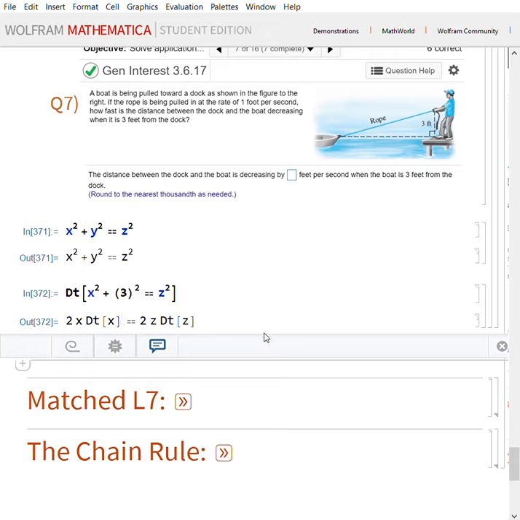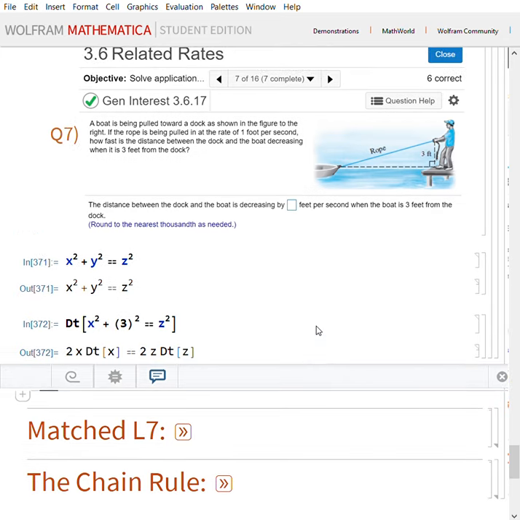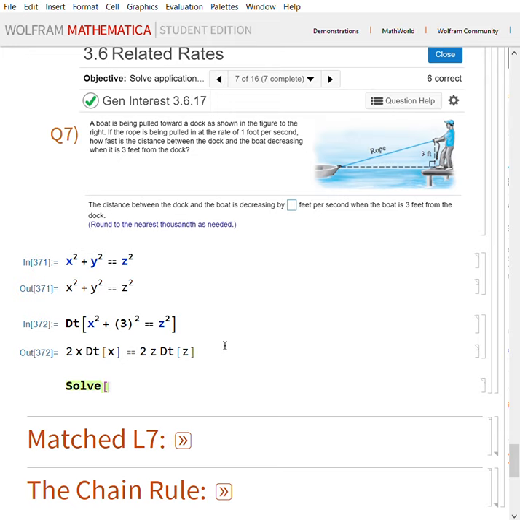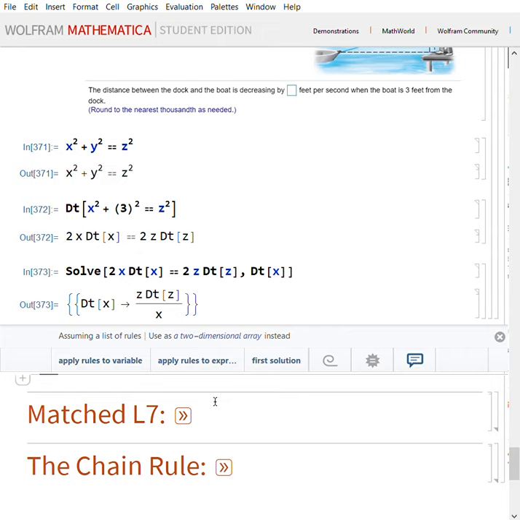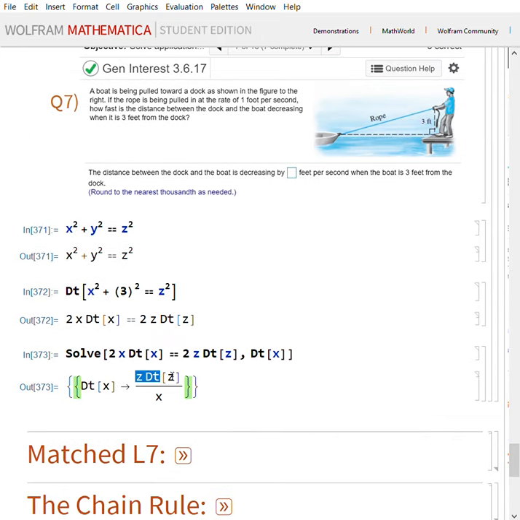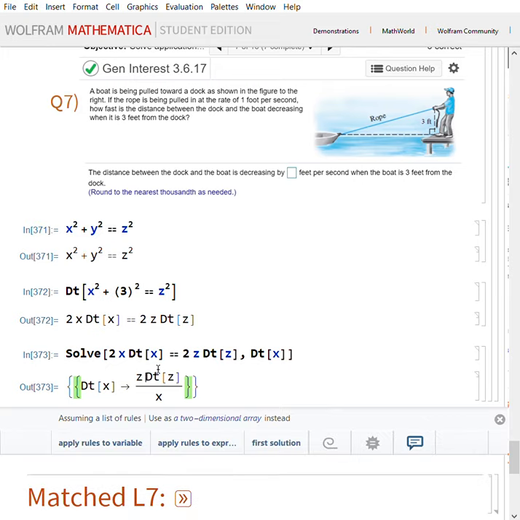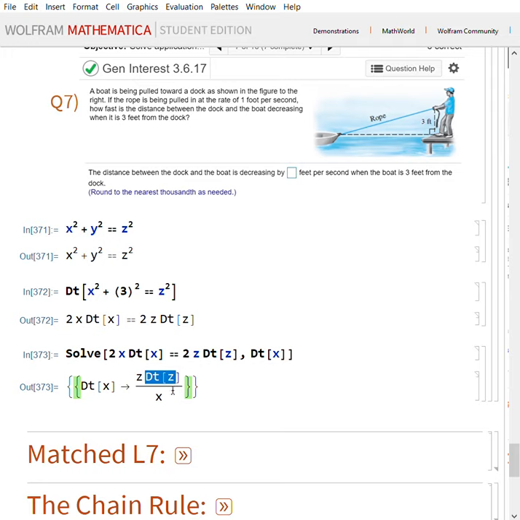So what are they asking us for? They're asking us for the distance between the dock and the boat, and how fast it's decreasing, so they want the differential of x. So let's go ahead and say Solve. Take this equation, copy paste it here, and say solve 2x differential of x, which equals 2z differential of z over time, for Dt of x, since this is what we're solving for, and you get this equation. So now you know that you're going to have an answer that looks something like the value of z times the differential of time of z divided by the value of x.